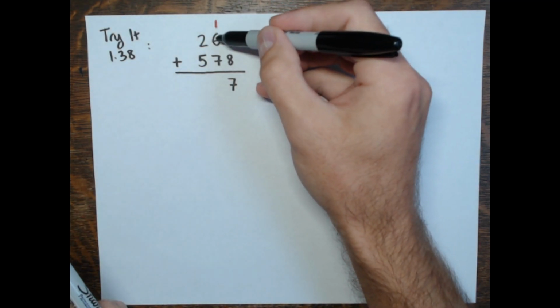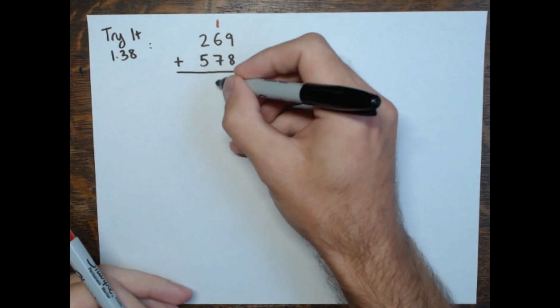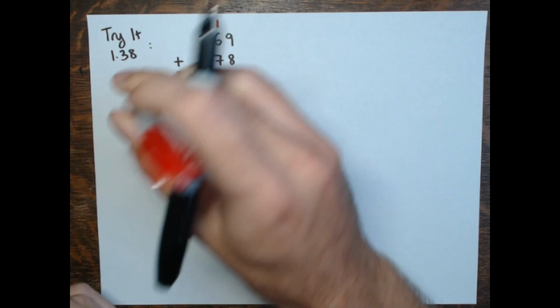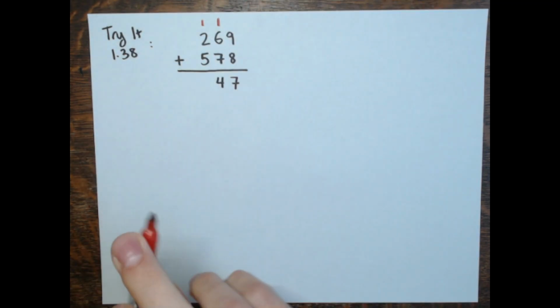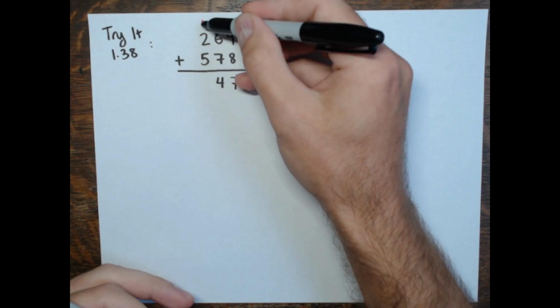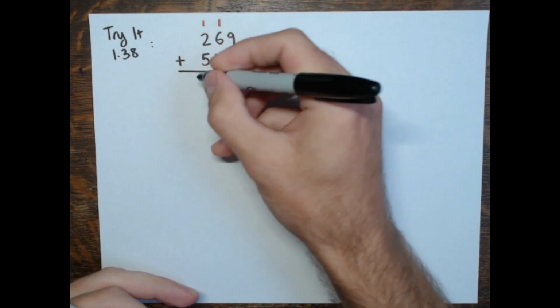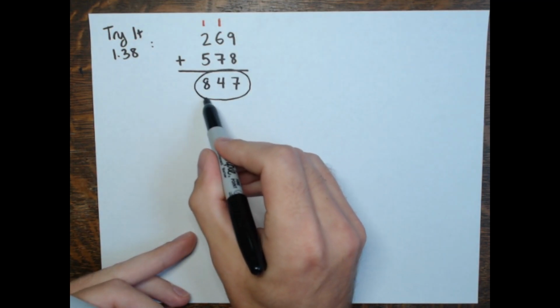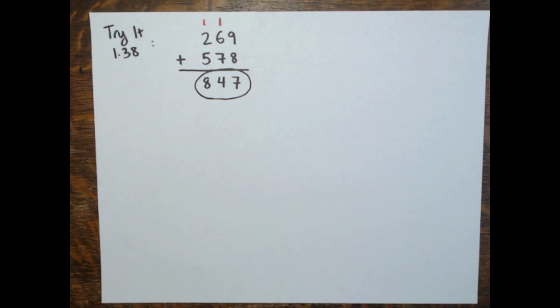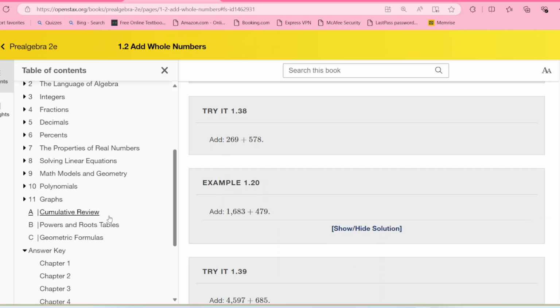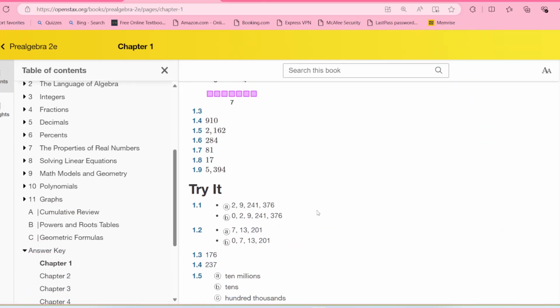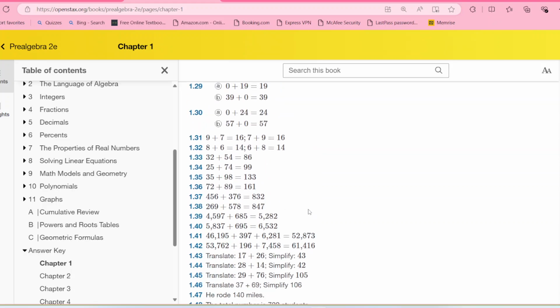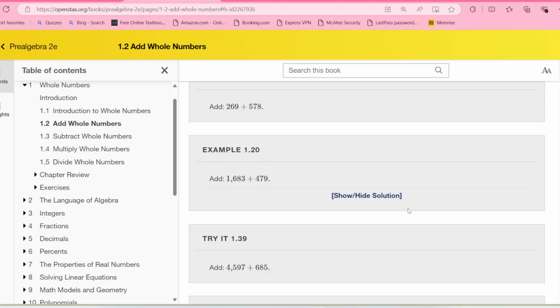1 plus 6 is 7. 7 plus 7 is 14. So 4 tens and 100. And then in the hundreds, 1 plus 2 is 3. 3 plus 5 is 8. That's 847 for that sum. And check it out. Let's just try it 1.38. 847. Beautiful. All right, then the next example.